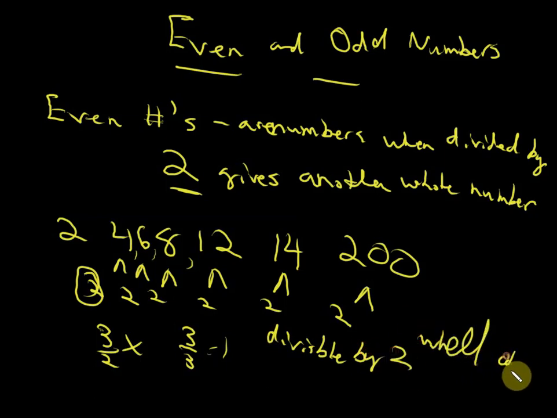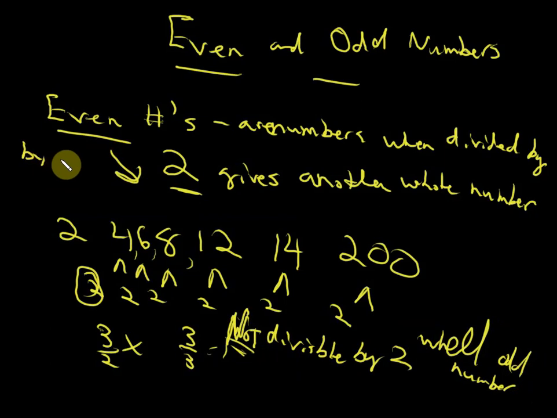Well, what about the odd number? If an even number is divisible by 2, then an odd number is not divisible by 2. So that's the easiest thing to do. Just remember, if it's even, it's divisible by 2. By default, an odd number is not.